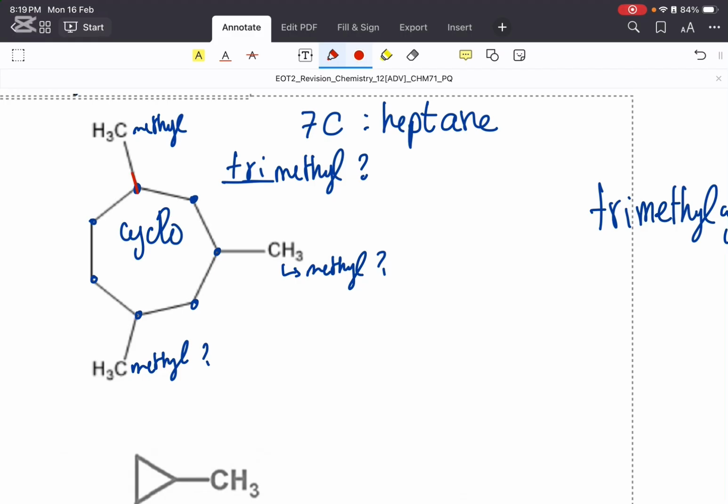So if I go this way, 1, 2, 3, 4, 5, 6, and 7, I get the branches on the first, on the fourth, and on the sixth. But if I count from the other side, 1, 2, 3, 4, 5, 6, and 7, I'll get the branches on the 1, but this time on the 3, which is better than 4, and this time on the 5th carbon, which is better than 6. So this is the numbering that I'm gonna go with.